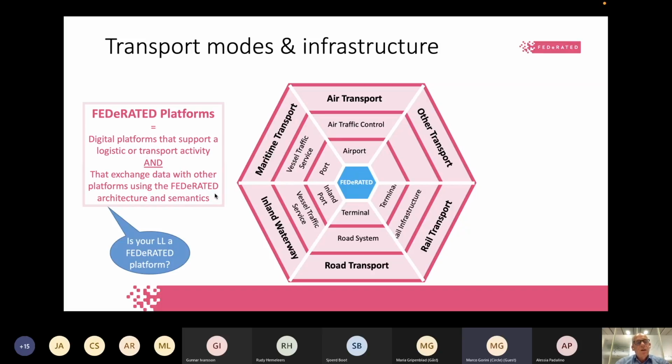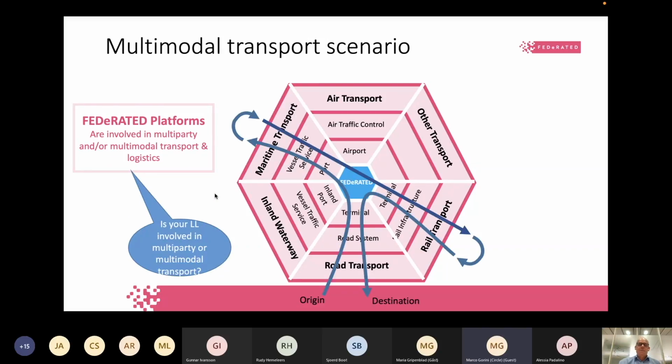So essentially, we're talking about digital platforms that we use in logistics and transport, and that can exchange data with other platforms using the federated architecture and semantics. So here is how a real transport might look if you go on the multimodal transport. For example, here I show how you may have an origin of a transport of cargo that initially uses the road system in order to be taken to a port and then subsequently be transported by sea.